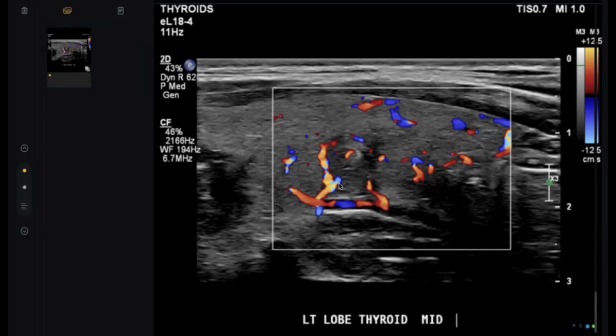Give me your opinion, doctor. Sir, I think it's type 3 to 4 because it shows vascularity and mild height. It's heterogeneous, so this requires biopsy. I think it's 4.